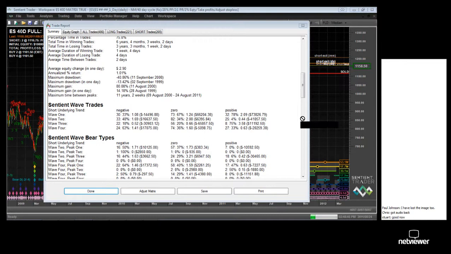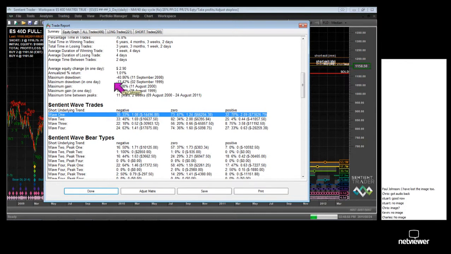Okay, so I'm not sure at what point that dropped out, but to summarize, we're looking at wave one, trading wave one under three different conditions of underlying trend: negative, zero, and positive.